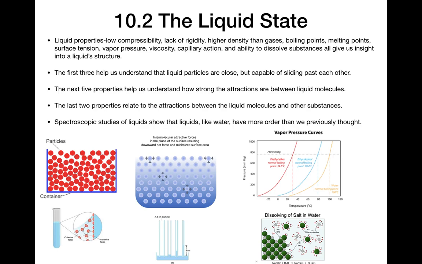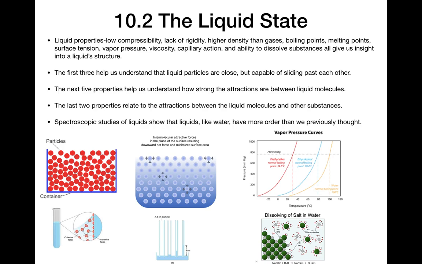That lack of rigidity is simply due to the attractive forces being weaker than they are in a solid. Particles are close, they're attracted, but they can slide past each other. It can't hold a rigid shape. They have a higher density than gases. Once more, the packing is closer. They have boiling points and melting points that are closely linked to their attractive forces. Generally, if I say something has strong attractive forces, most of you would say that they have higher melting points and boiling points.